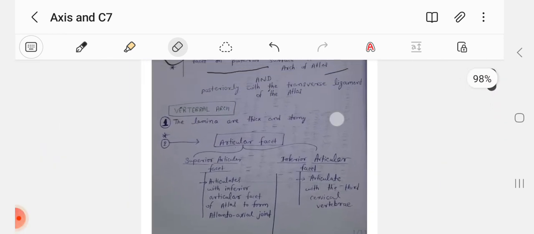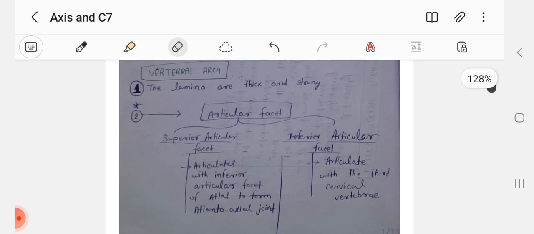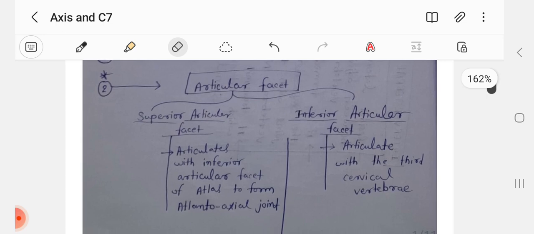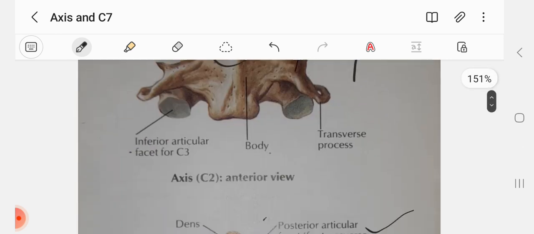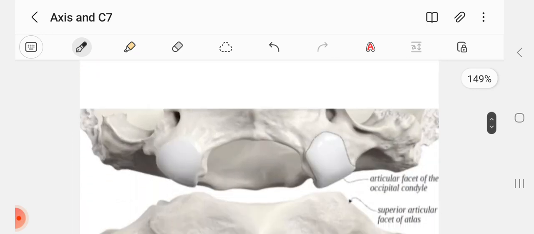Next, there are articular facets on the vertebral arch. These are two in number: superior articular facet and inferior articular facet. The superior articular facet articulates with the inferior articular facet of the atlas to form the atlantoaxial joint. Look at this image here.